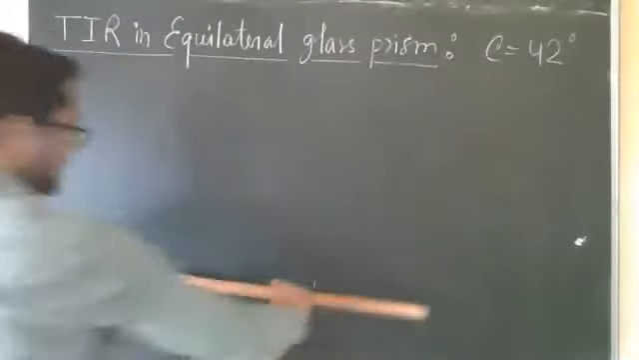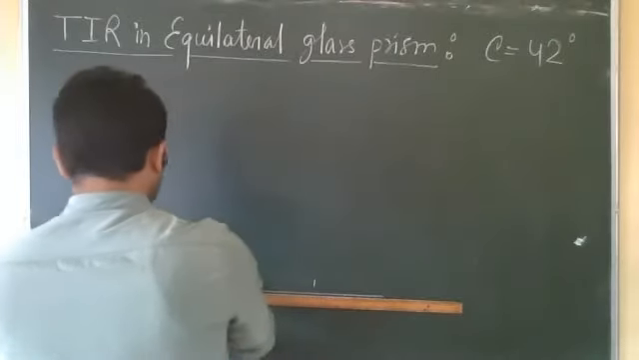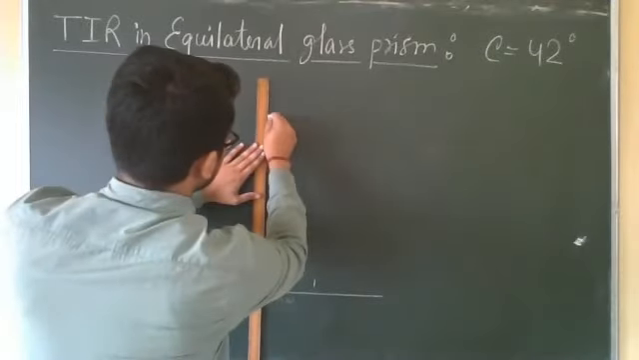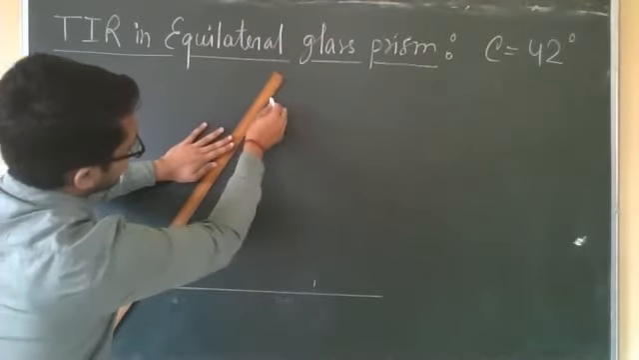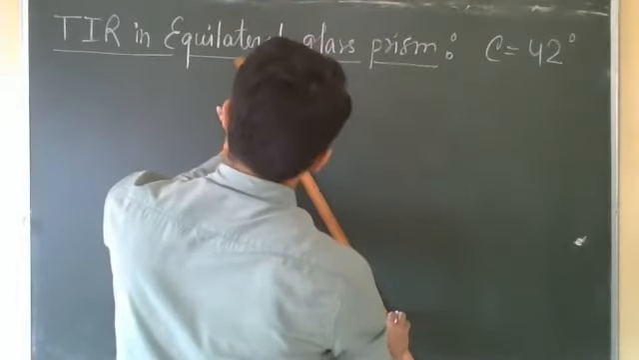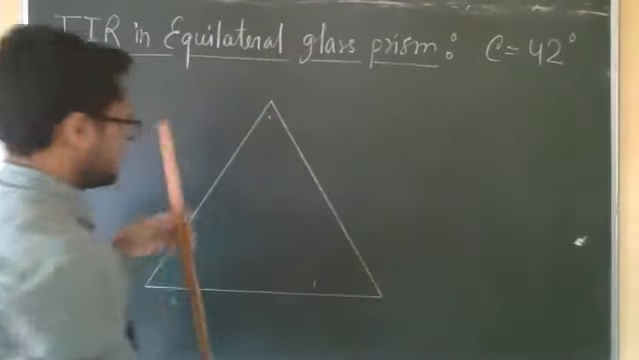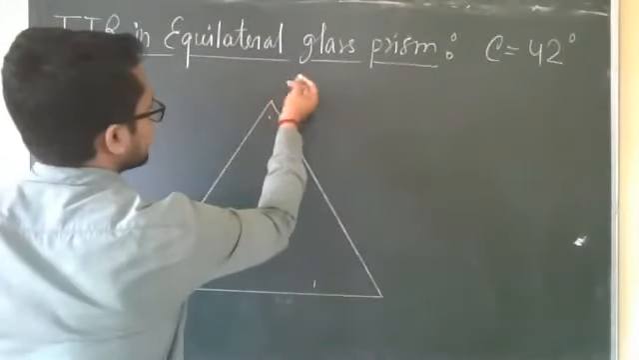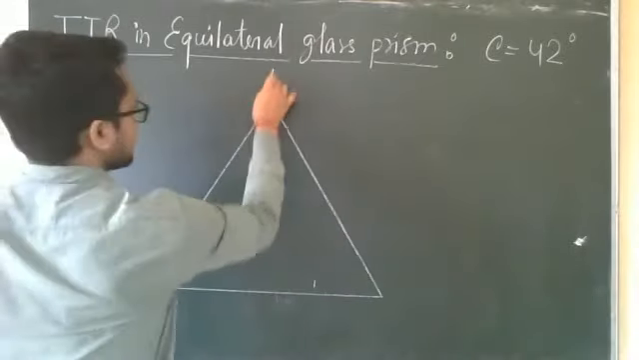Equilateral means three sides will be equal. So this is one side, this is another side, and this is the third side. So it is an equilateral prism. Draw in such a way that it looks like an equilateral prism. I'm not telling you to draw an exact equilateral prism, but draw it so that it looks like one.